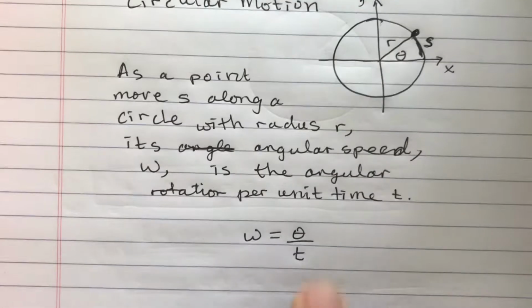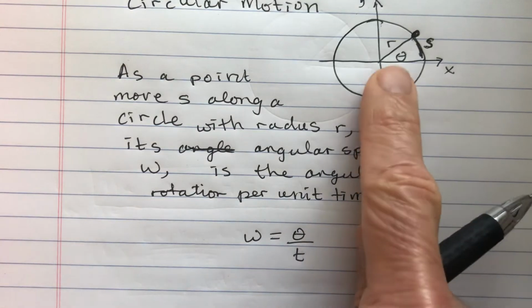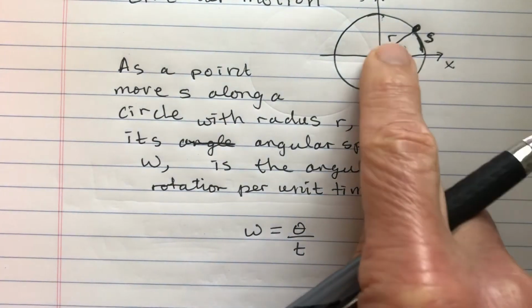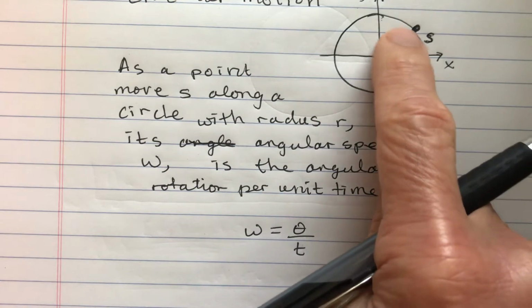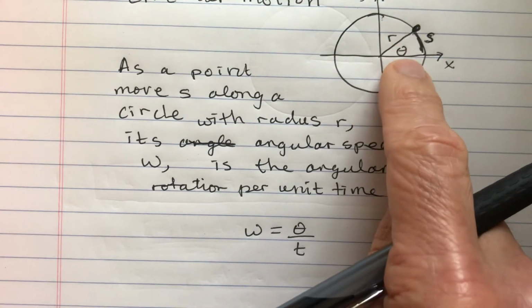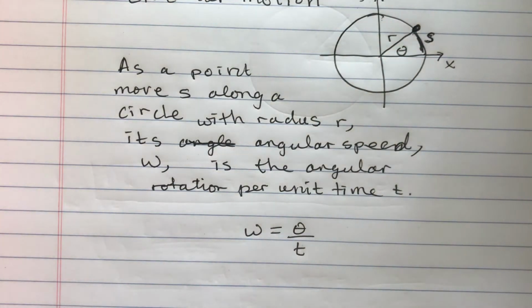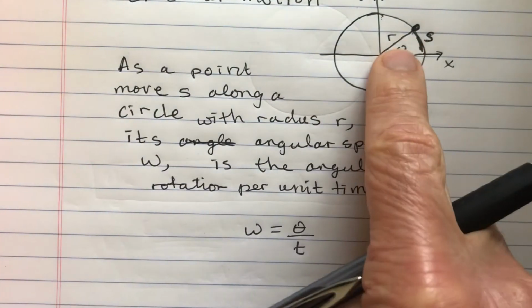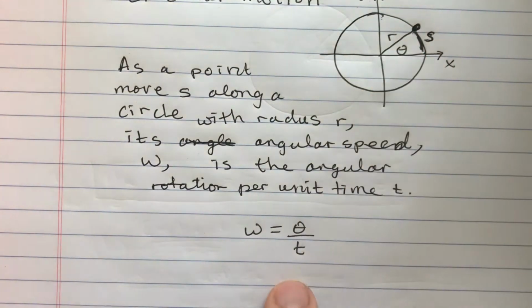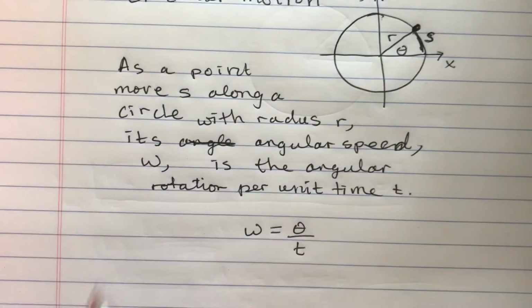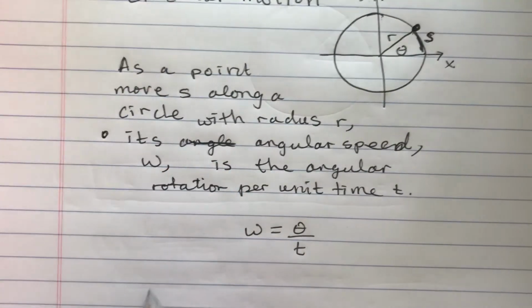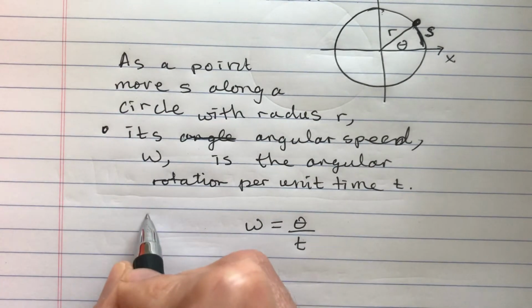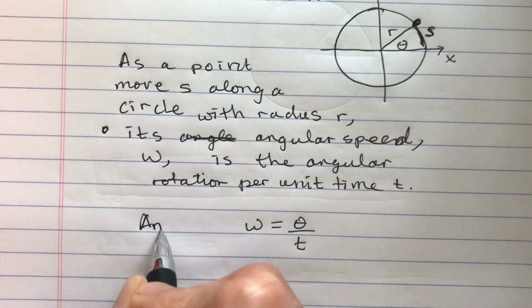So it's how much angle per time. It's how fast that angle is growing or shrinking in a given amount of time. And notice this doesn't depend on how large the circle is. There's no R here. Okay, so that's the angular speed.